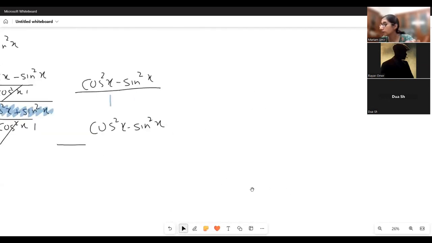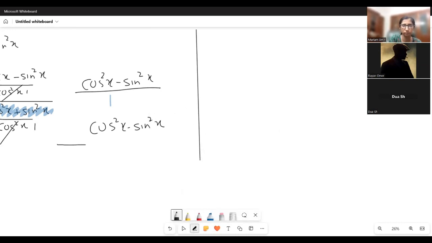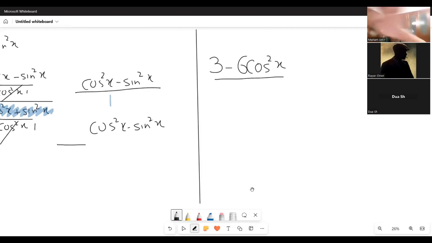And the last identity we want to practice is (3 minus 6 cos square x) upon (sin x minus cos x), and you have to show that this would be identical to 3 bracket sin x plus cos x.